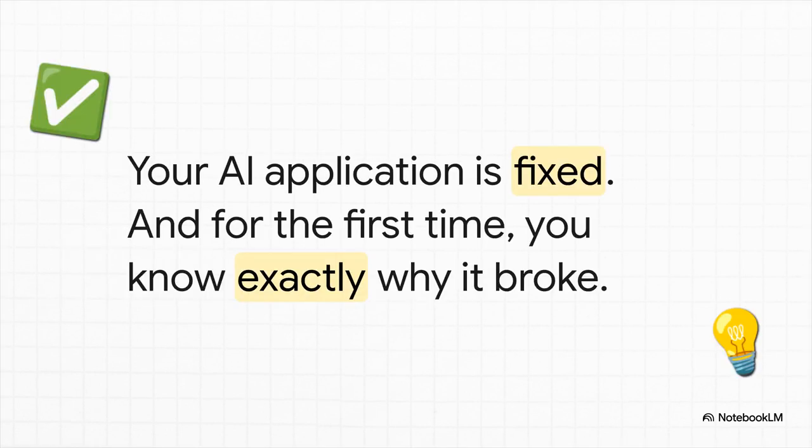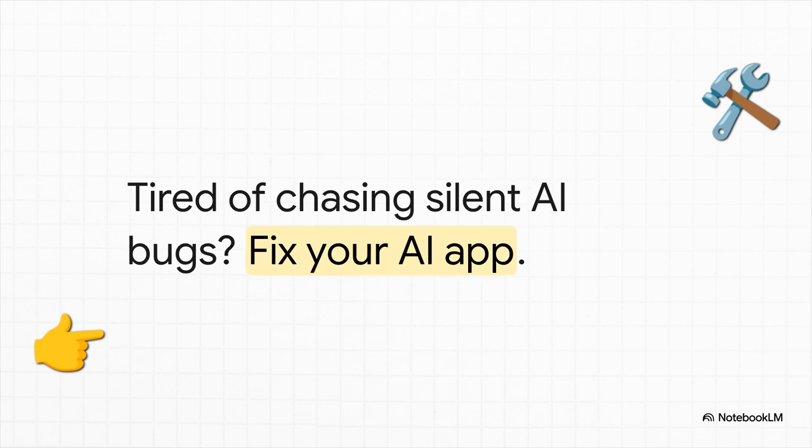And this really is the ultimate goal, the big takeaway. At the end of the day, you don't just walk away with an app that works. You walk away with actual insight. Your app is finally fixed, and you know exactly why it was broken. And that knowledge, that's the real power here. That's the game changer. So look, if you're tired of chasing down those weird, silent AI bugs, if you're ready to finally stop shipping blind, then there's really only one thing left to do. It's time to go fix your AI app.